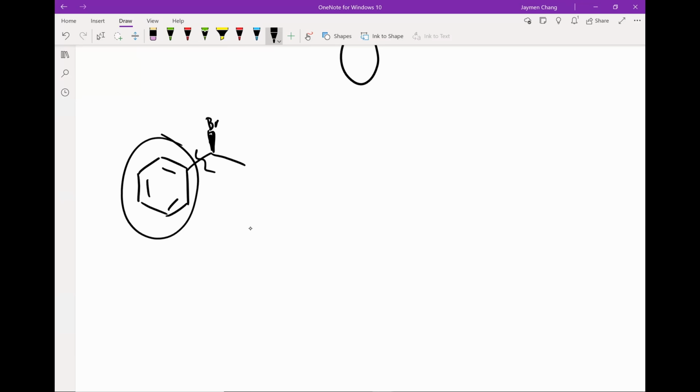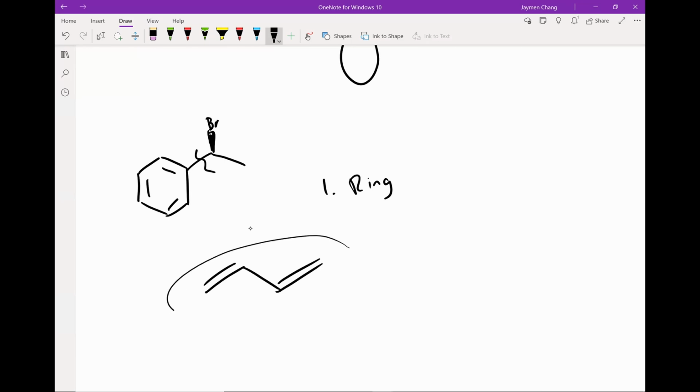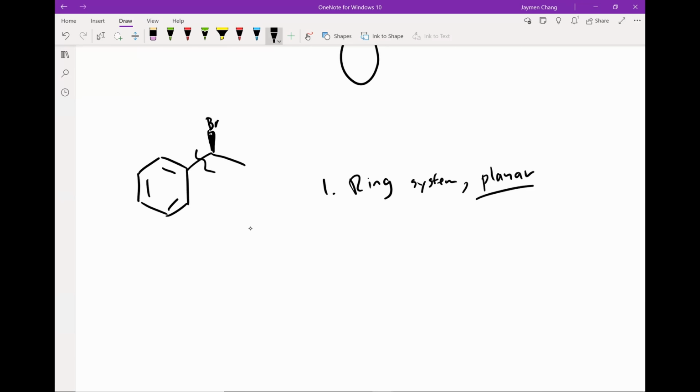Okay, so what are the rules to determine if something's aromatic? The first thing is it needs to be in a ring. For example, if you have something that looks like this, this is not aromatic because it is not in a ring and it's not conjugated. Well, it is conjugated, but it's not conjugated in a ring. So it's a ring system, which is planar. So what does planar mean? Well, planar basically means if you were to lie it down flat on a sheet, it would just go on that sheet flat.